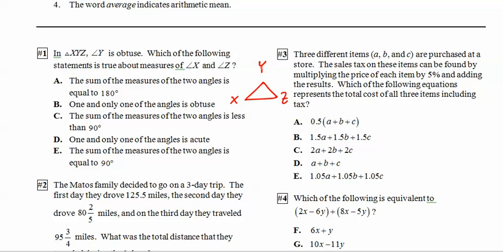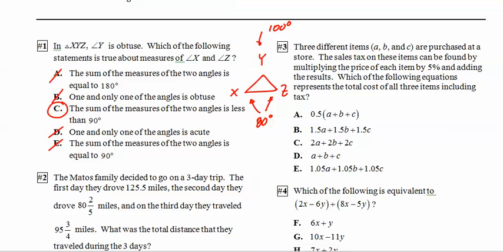There's an obtuse angle. Which of the following is true about measures of angle X and Y? The sum of the measures is equal to 180. No. One and only one of the angles is obtuse. Impossible. You can only have one obtuse angle in a triangle. If this is 100 degrees, these two are going to add up to 80 degrees, so the biggest one could be is 79.9 degrees or something like that. The sum of the two measures is less than 90. Looks good to me. One and only one of the angles is acute. False. Sum of the measures is equal to 90. False. So that's it. Looks like C.